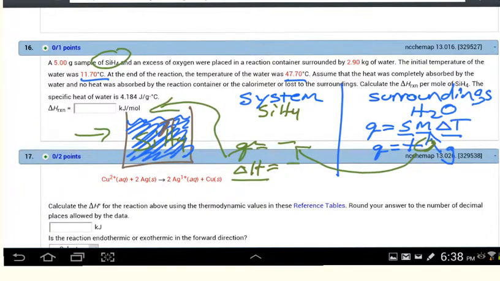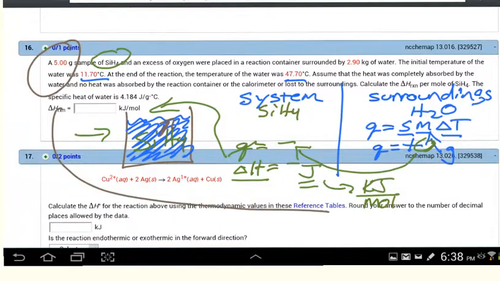Now remember that when you get done, you're not going to be able to plug it in directly because the answer is probably going to be in joules, so you're going to have to convert that to kilojoules. And the other thing is you're going to have to divide it by how many moles were actually used in the reaction because they want to know what the heat change would be in kilojoules per mole. In this case, it looks like a 5 gram sample of SiH4 was used. So you can find out how many moles of SiH4 were used and use that for your mole value.